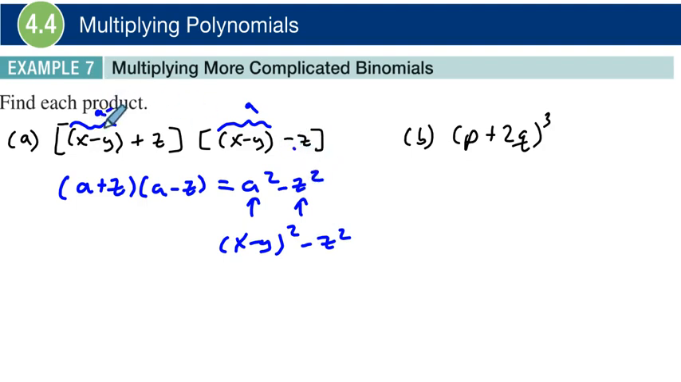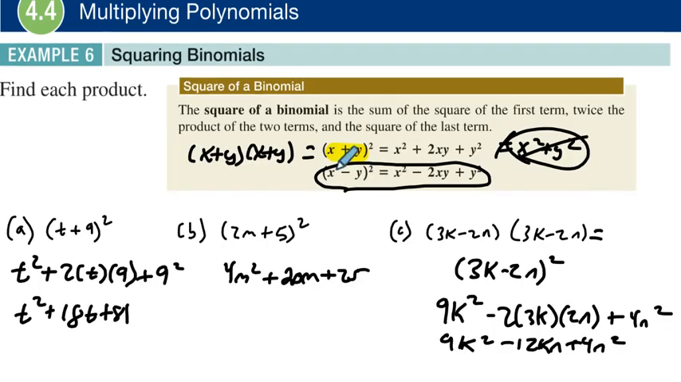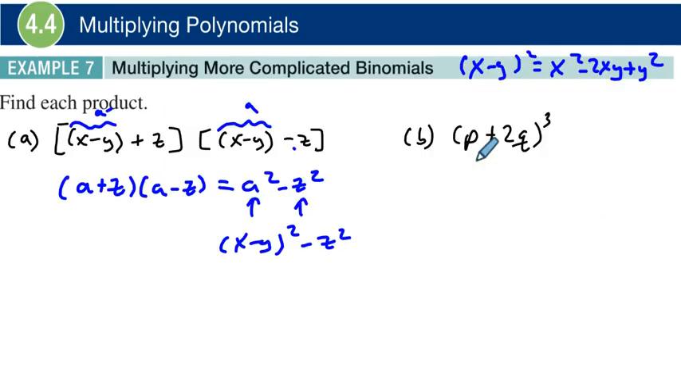The long way would have been to multiply, do FOIL: the first terms, the outside terms, the inside, and the last. That would have worked, but it would have been more work. Now if I square this, we're also going to use what we learned about binomial squares. Remember, x minus y squared is x squared minus 2xy plus y squared. We learned that from example number 6.